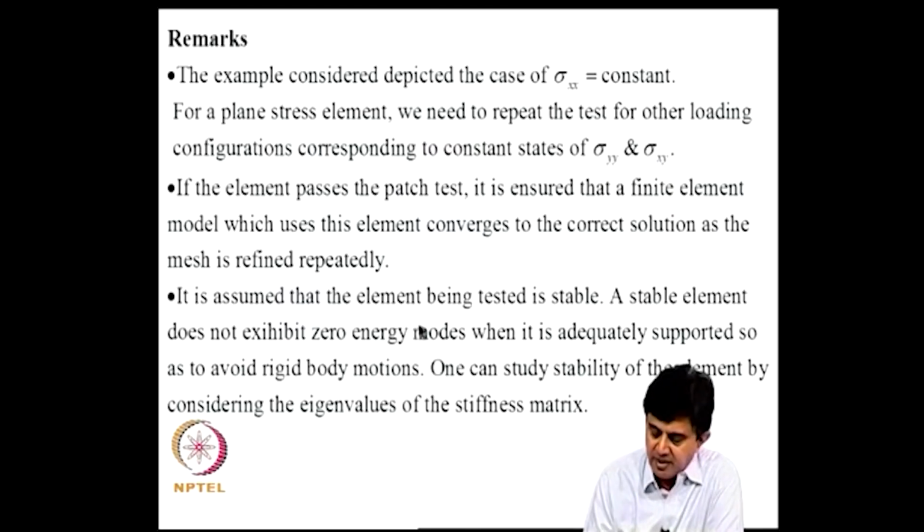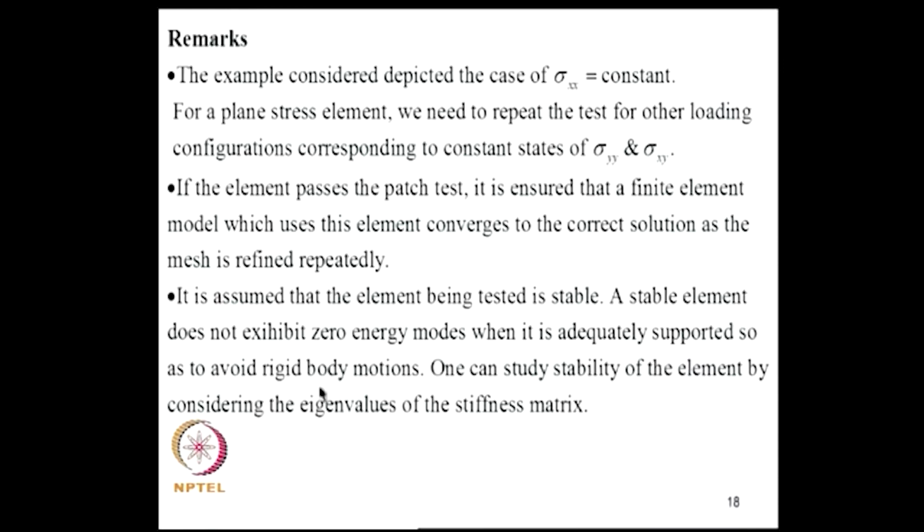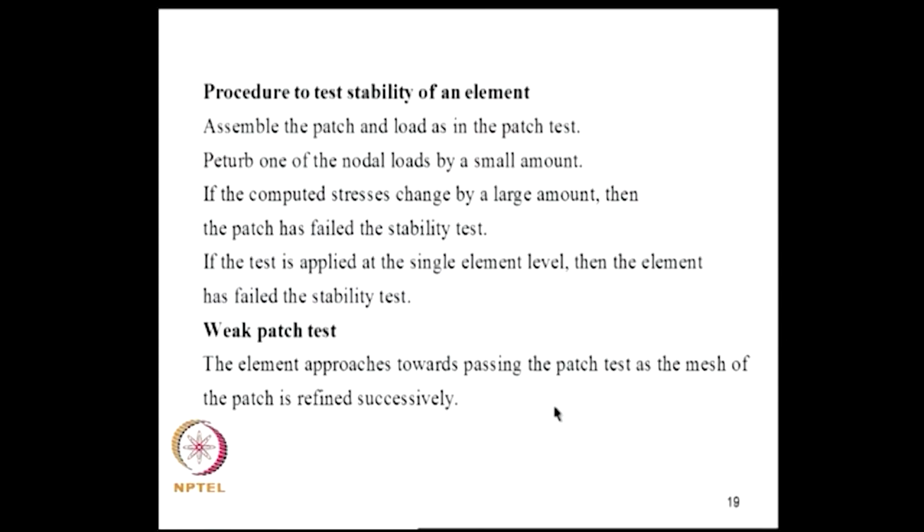It is assumed that the element being tested is stable. So, what is the meaning of a stable element? A stable element does not exhibit zero energy modes when it is adequately supported so as to avoid rigid body motions. One can study stability of the element by considering the eigenvalues of the stiffness matrix. There is another numerical way to do that.